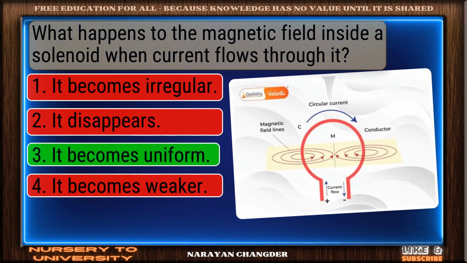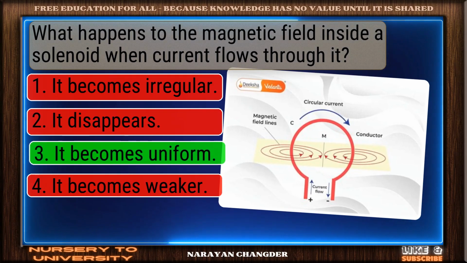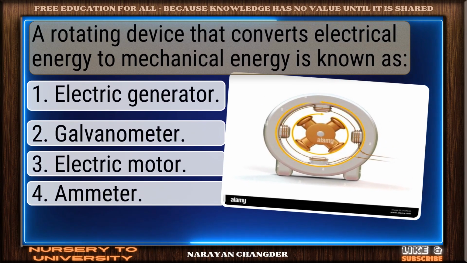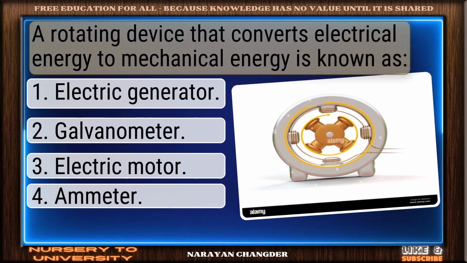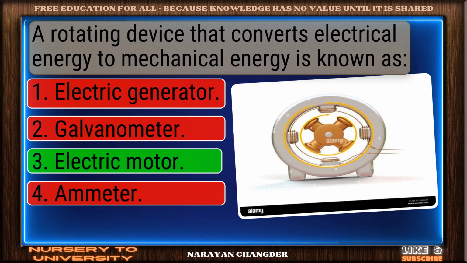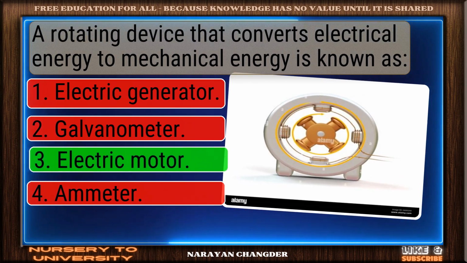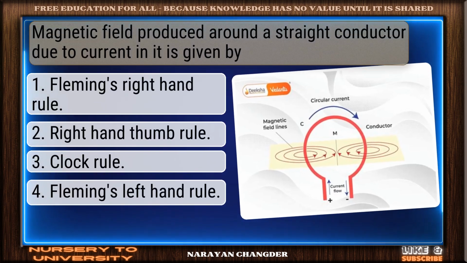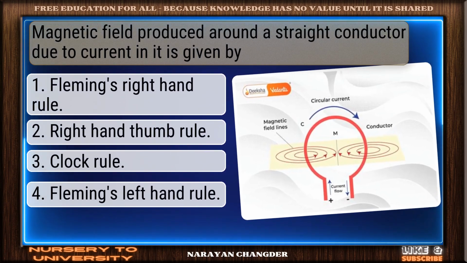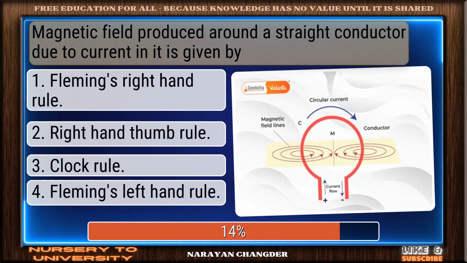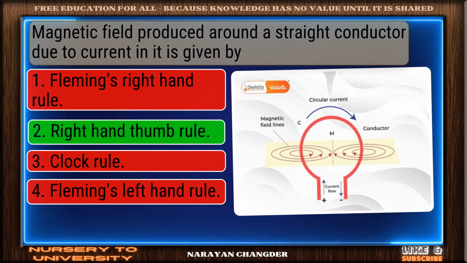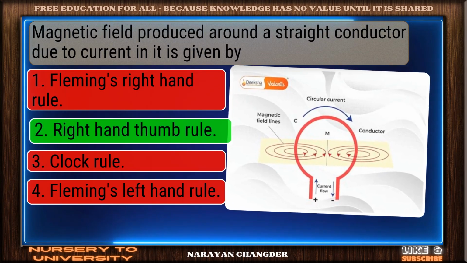Clear logic. It becomes uniform is sound. A rotating device that converts electrical energy to mechanical energy is known as. Correct response. Electric motor is accurate. Magnetic field produced around a straight conductor due to current in it is given by. Exactly. Right-hand thumb rule makes sense.